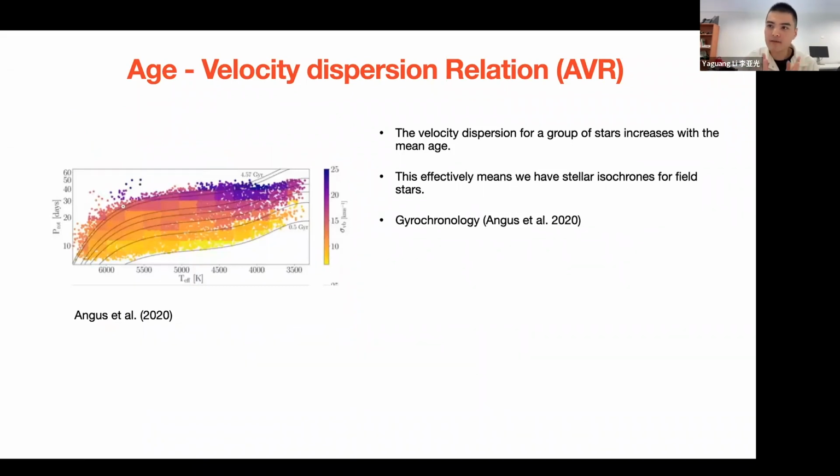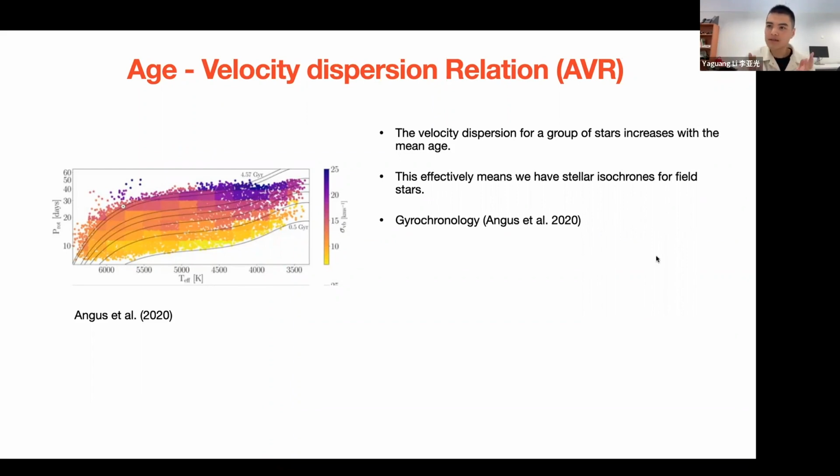There are already very interesting works utilizing this velocity dispersion to indicate that this velocity dispersion really depends on age. This example shows the famous gyrochronology diagram, showing period versus temperature for main sequence stars. A star will basically evolve upwards in this diagram, and it is color-coded by the velocity dispersion in each bin that's shown in this diagram. And you can see as the star gets older, its velocity dispersion gets larger.